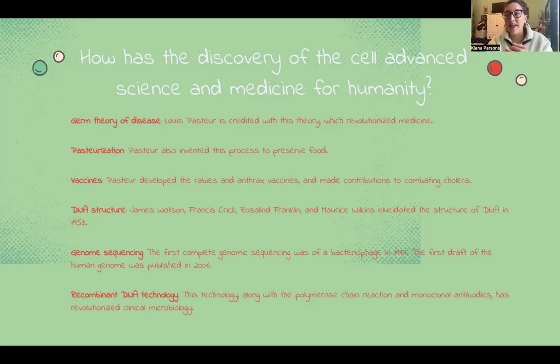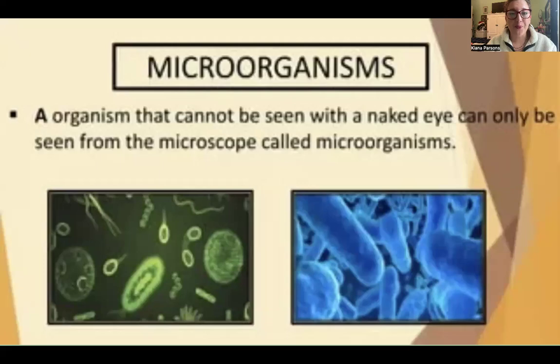This is what I mean about how science is a process that builds on itself, and sometimes we find out that our previous answer was incorrect. We didn't have enough information, especially with the use of new technology. We can either confirm or refute theories from the past. And recombinant DNA technology, DNA splicing, none of this would be possible without Robert Hooke in 1665 discovering that cell. So, microorganisms are organisms that cannot be seen with the naked eye and can only be seen from the microscope.